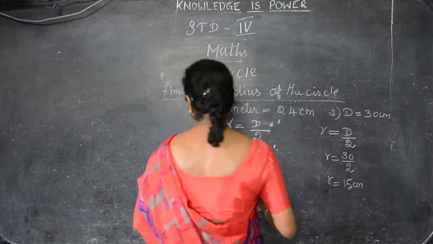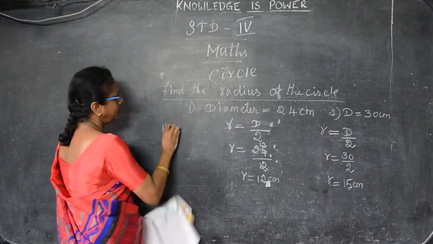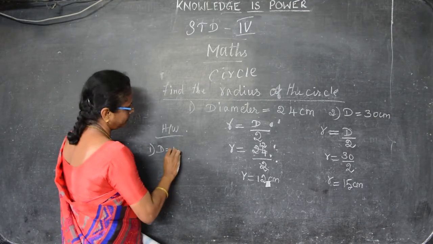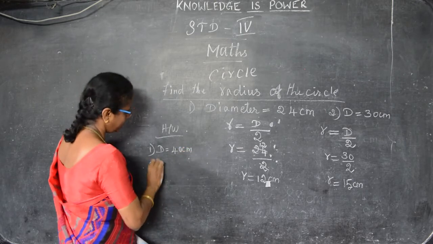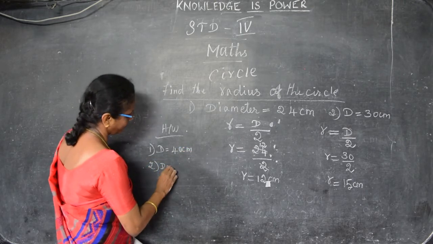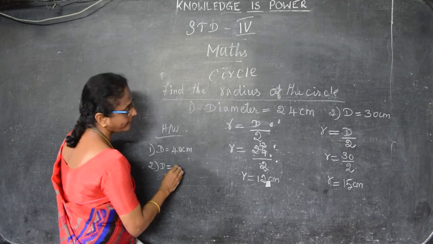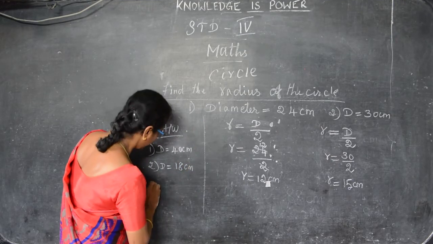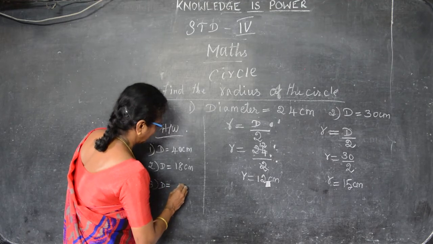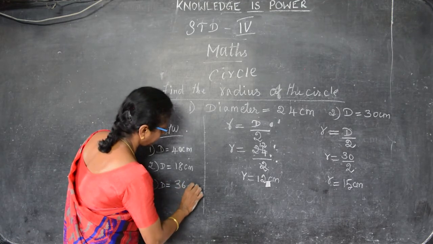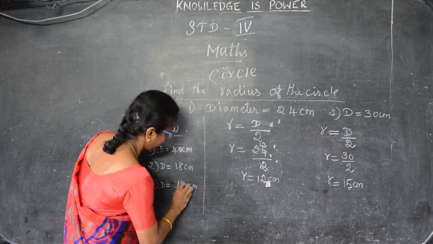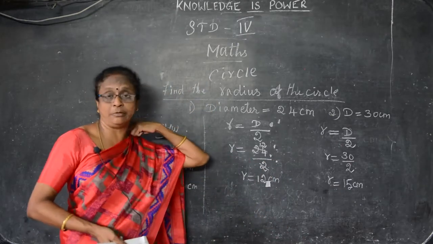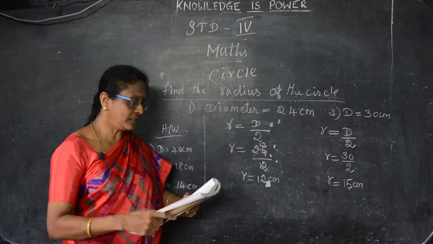So in this also, I will give you the sums as homework. Will you do the homework? Will you try at home, children? So d is equal to 40 centimeter. Then second sum. Then third sum, 36, 14 centimeter. So tomorrow, next class, I'll ask you how you have finished these sums.